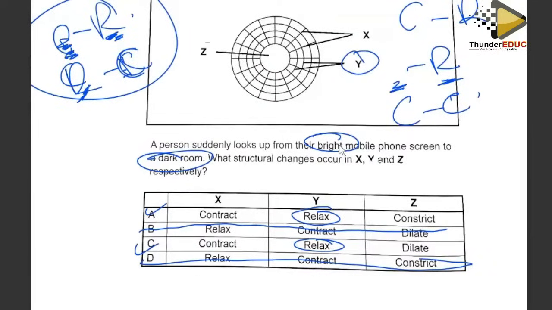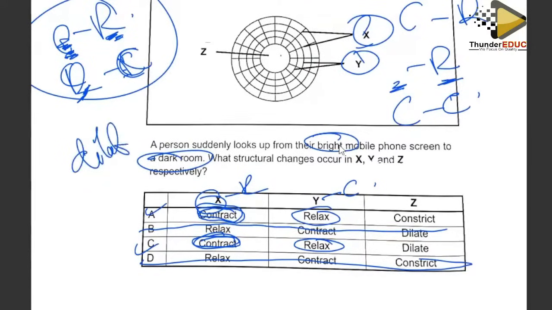Radial muscles contract. Radial muscles, we said it is X. So this is the radial muscles, this is the circular muscles. Radial muscles contract. So we see this one is contracting. So we are still on the same track. Then the diameter of the pupil: when you look into the darkness, you open your eyes widely so that much more light can enter the eye. So the diameter of the pupil has to dilate. Yes, it must dilate.